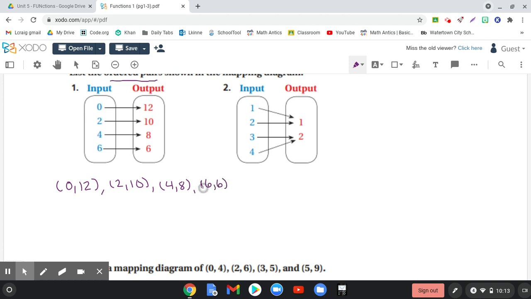And again, since it's a list, we're going to use brackets to show the beginning and end of our list. On this one, there's only 2 outputs, but 1 goes to 1, so that's 4 different points. 1, 1, 2, 1, 3, 2, 4, 2. That's okay. So 1, 1, 2, 1, 3, 2, 4, 2.